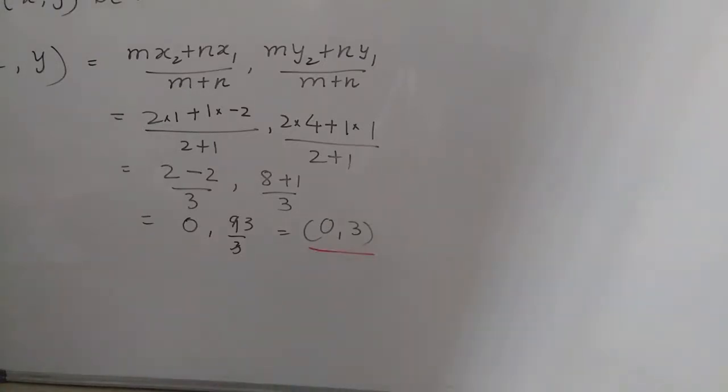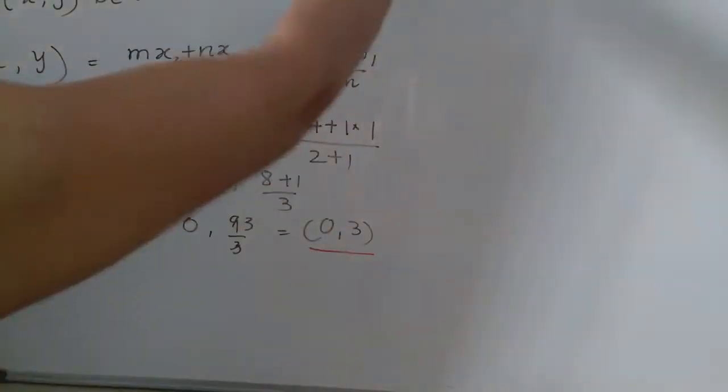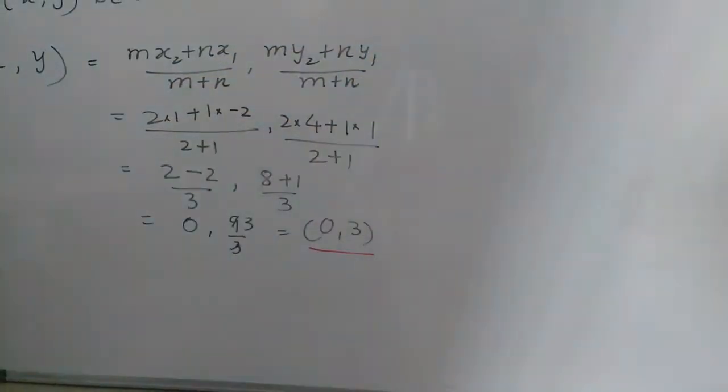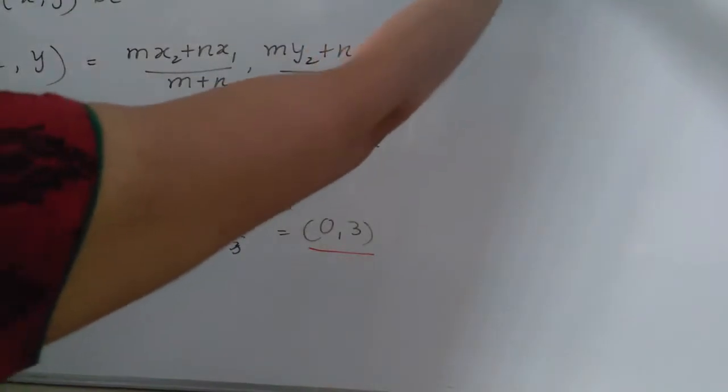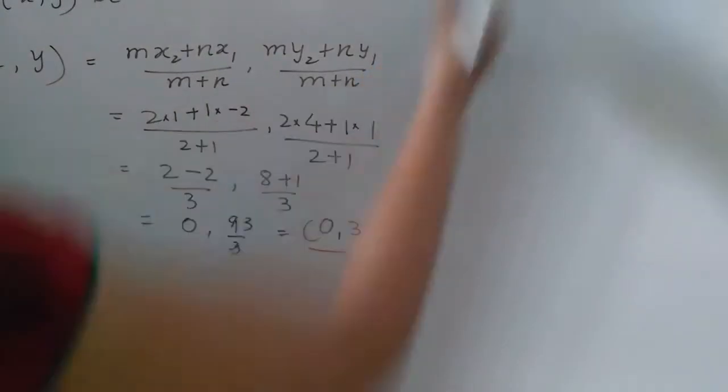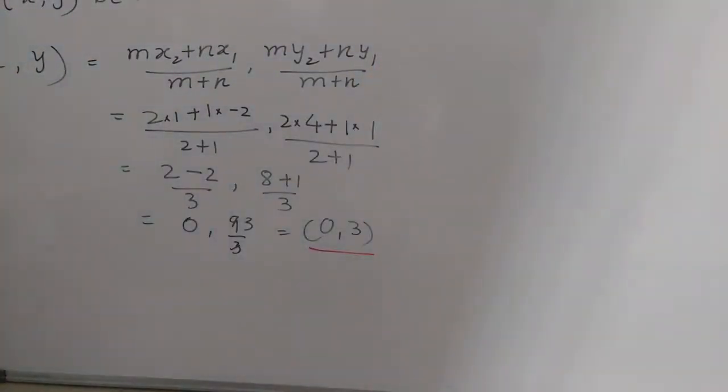So this way you can use the section formula to get your values. Now question number B. Question B is: prove that the points A(-5, 4), B(-1, -2) and C(5, 2) are the vertices of an isosceles right angle triangle. We have to prove this and find the coordinates of D so that ABCD is a square.